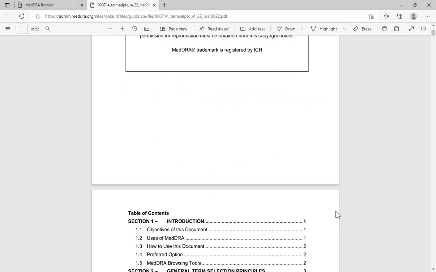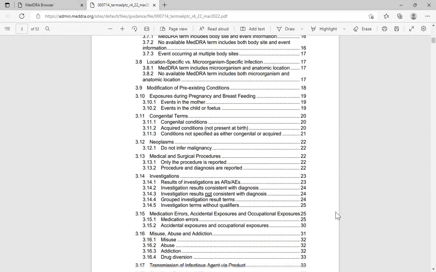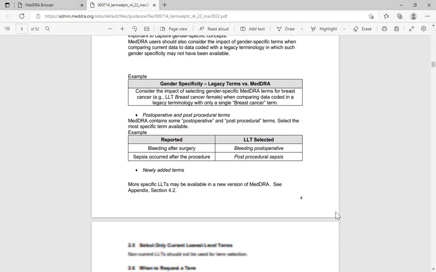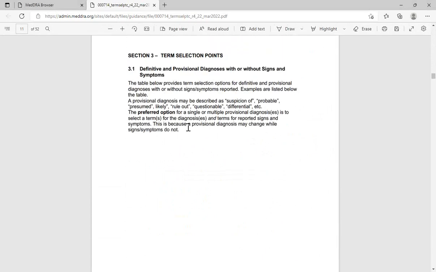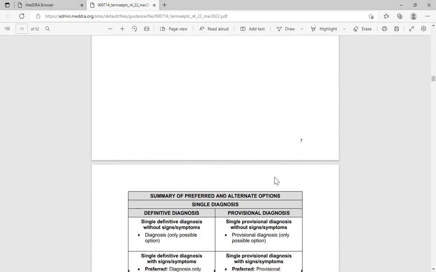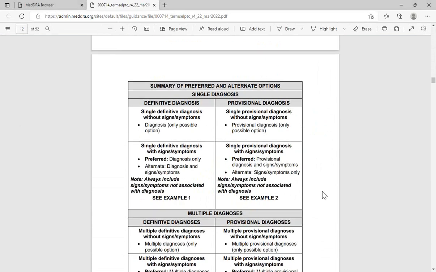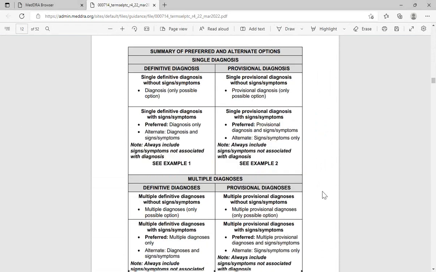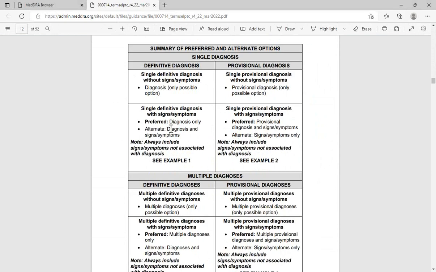And when you scroll down to the relevant section for our coding example 3.1, which deals with provisional, there it is. This deals with the provisional diagnosis without signs and symptoms. When you have additional time later on after the session, you can drill down, and there's a very nice chart here that tells you how to approach definitive diagnoses when they're single, as well as multiple diagnoses, and how you deal with multiple provisional diagnoses, as in our case.